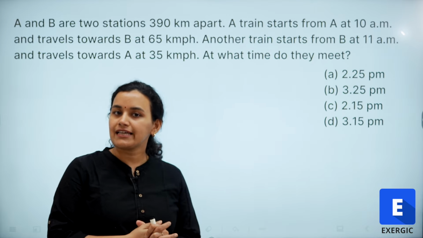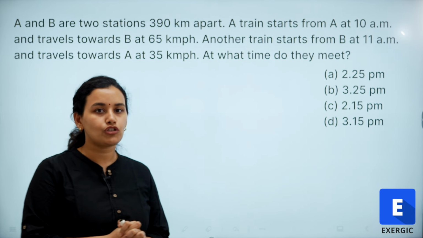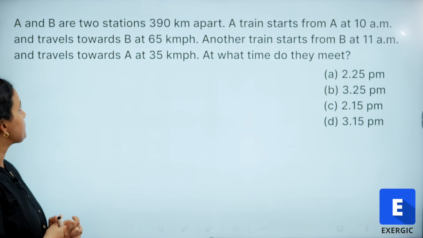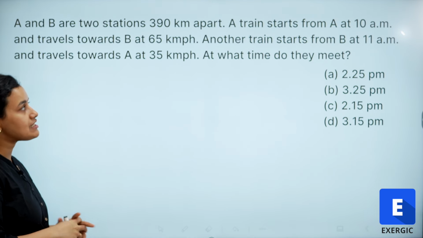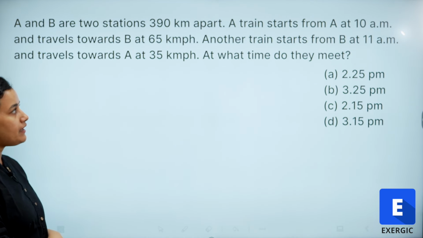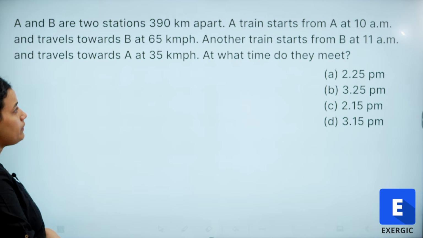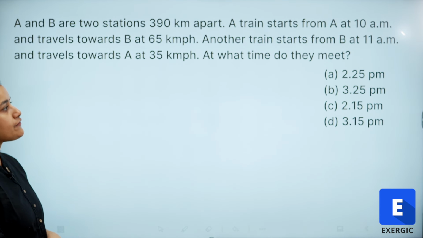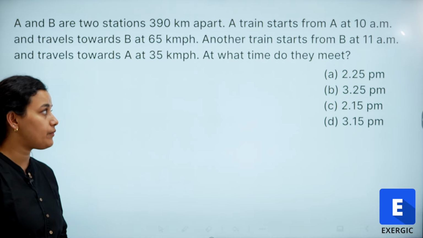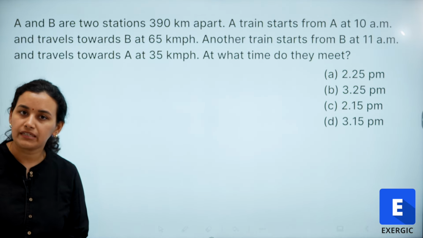Alright, let us look at the next question, which is again from the topic of time, speed and distance. A and B are 2 stations 390 kilometers apart. A train starts from A at 10 am and travels towards B at 65 kilometers per hour. Another train starts from B at 11 am and travels towards A at 35 kilometers per hour. So at what time do they meet?